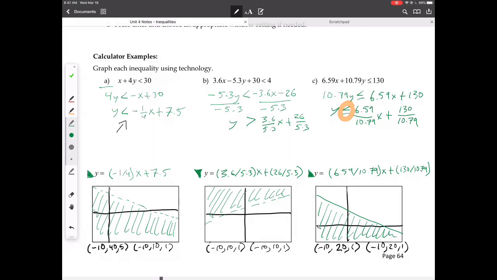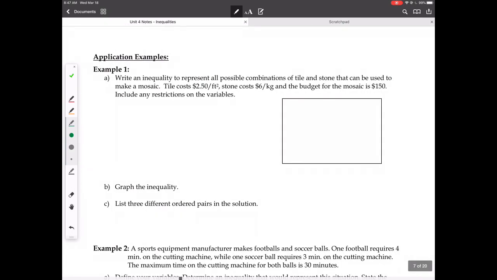Okay, let's put this into practical application. Being able to graph it out is fine, but let's take a look at examples of how we would actually use this. So in the first case, it says write an inequality to represent all possible combinations of tile and stone that can be used to make a mosaic if tile costs $2.50 per feet squared and stone costs $6 per kilogram. And the budget for the mosaic is going to be $150. Include any restrictions on the variable.